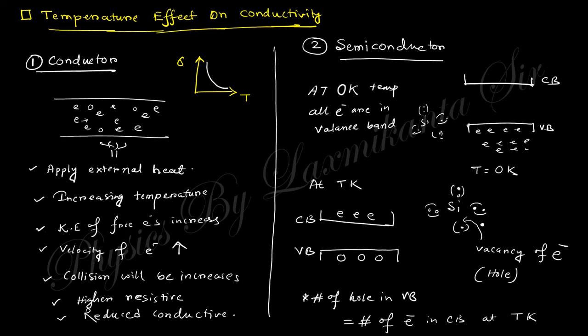at T Kelvin temperature. At 0 Kelvin temperature, there are no free electrons in the conduction band and no holes in the valence band. All electrons are valency electrons in the valence band. Now, if you apply some temperature, the higher energy lets electrons escape from the valence to the conduction band. So the number of electrons in the conduction band must be equal to the number of holes in the valence band. Okay, so what happened here?